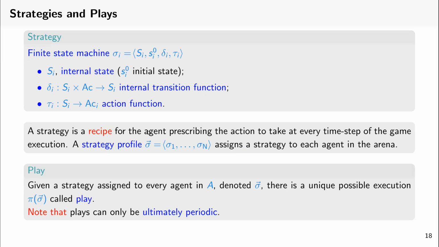And once every player adopts a strategy, then we have what we call a strategy profile. So we use sigma here. And with some strategy profile, we have an execution of the game, what we call a play or path. So we use this notation pi sigma. And notice that the plays are ultimately periodic because we have deterministic finite state machines. Right?